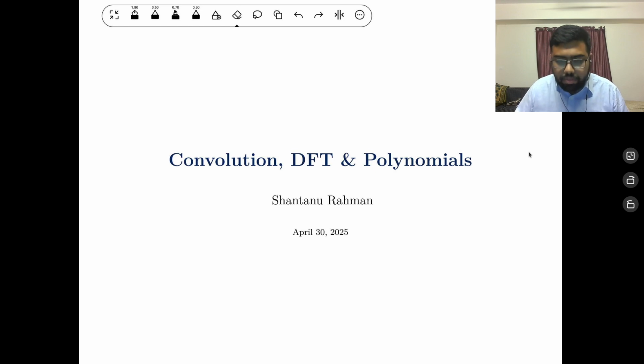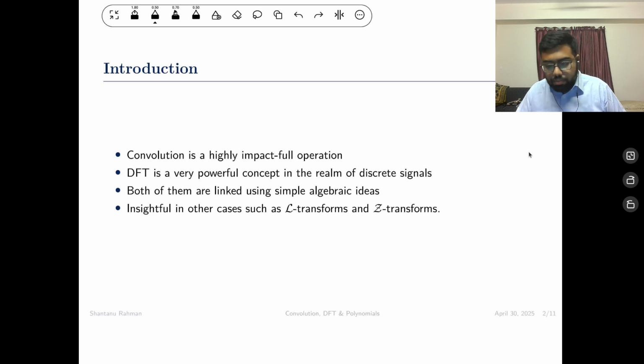Convolution, discrete Fourier transform, and how polynomials relate these to wonderful ideas in mathematics. And so, what is a convolution? Convolution is a process that we do on two signals, and we acquire another new signal from it. And this convolution process can be done both in temporal signals and also in spatial signals such as images.